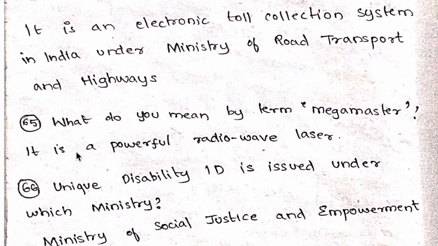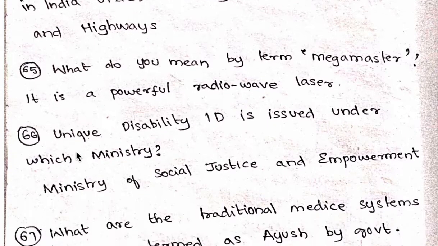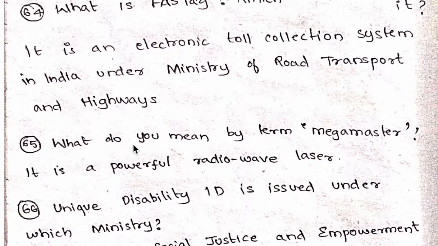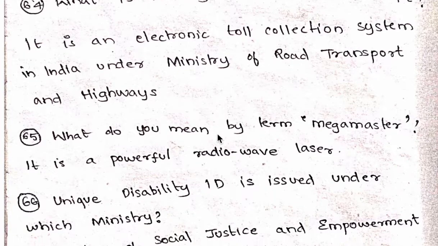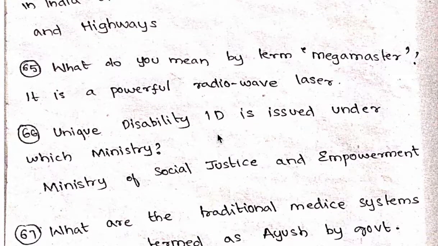65th question, what do you mean by the term Mega Master? So it is a powerful radio wave laser. So 66th question, recently astronomers have found this Mega Master. So on this topic this question has come. So 66th question, unique disability ID is issued under which ministry?